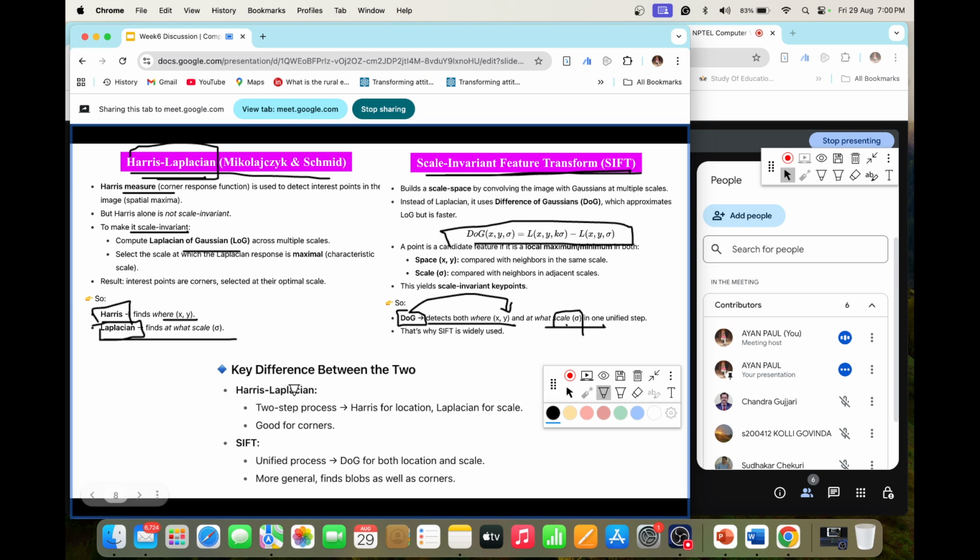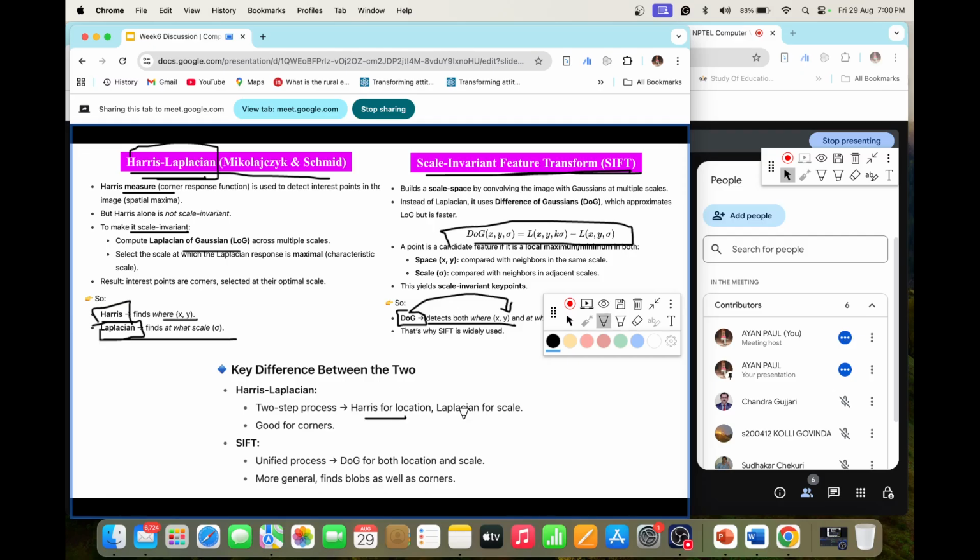So Harris-Laplacian is a two-step process that I have told: Harris for location, Laplacian for scale. So it is good for corners. SIFT is more general. By DoG only, or difference of Gaussian only, we find both location and scale. It is more general, it finds blobs as well as corners. So this is the difference between both the operators.